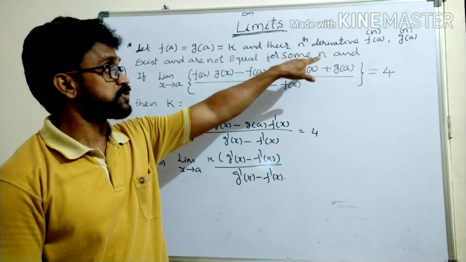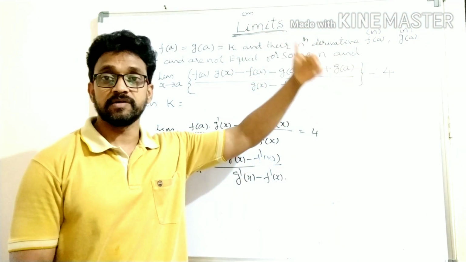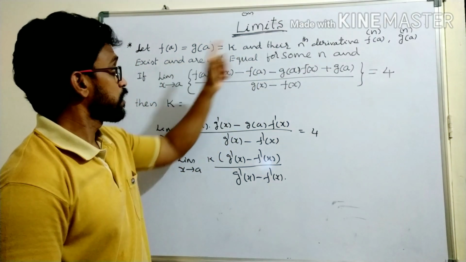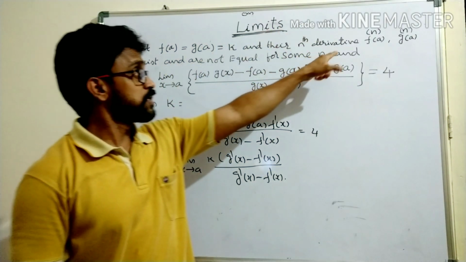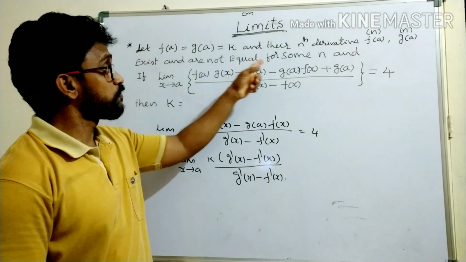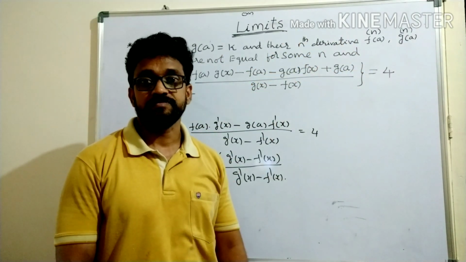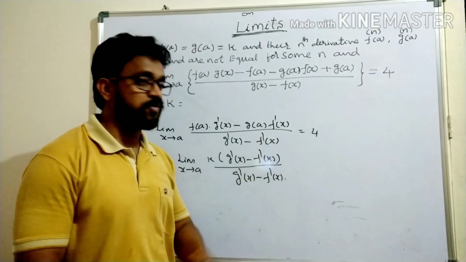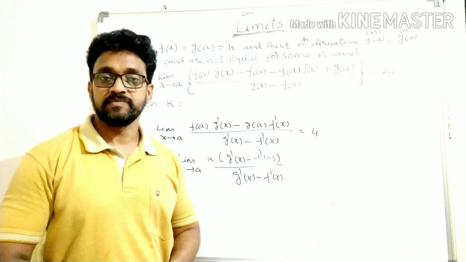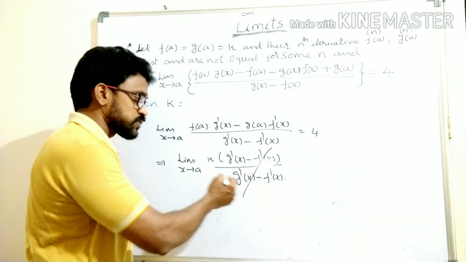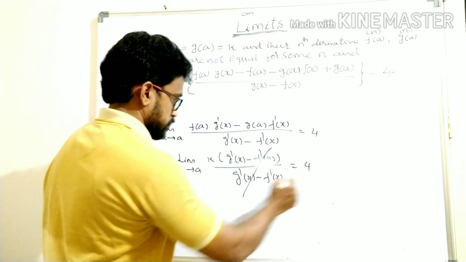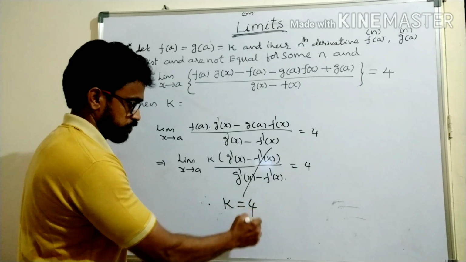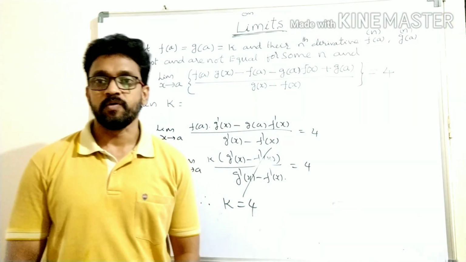What is given here? The nth derivatives exist, meaning the first derivative, second derivative and so on, all derivatives exist. And what else is given? The nth derivatives are not equal for some n. That's why it is very clear that g'(x) is not equal to f'(x) is possible, so we can cancel these two. Therefore, limit x tends to a of k is 4. That's why k is equal to 4.